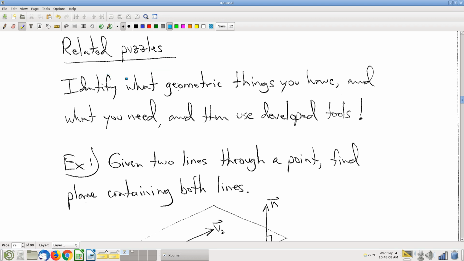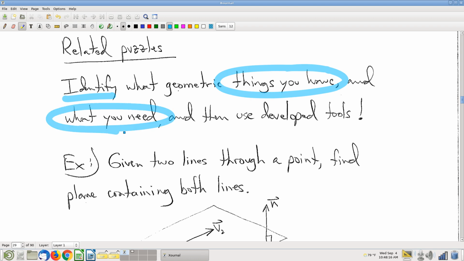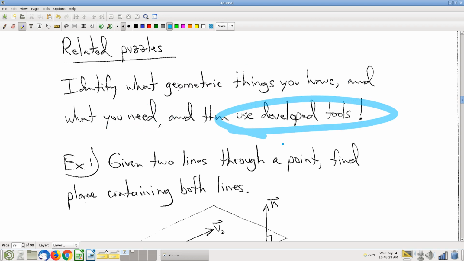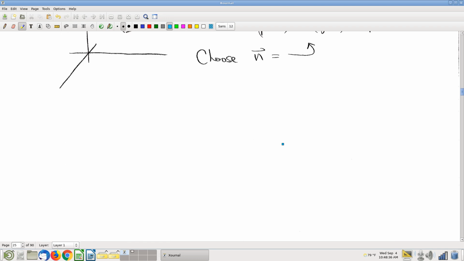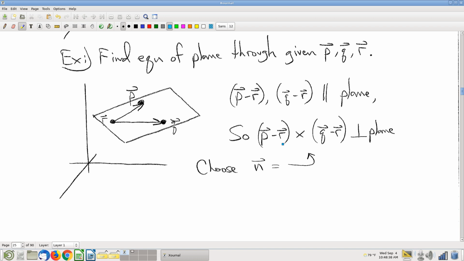You've got to think through two things. First of all, what do you have? What do you need? What do you want? And don't think algebraically. Think geometrically. Identify geometrically. What do you have? What do you want? And then think geometrically about how my tools allow me to get from what I have to what I want. So we already thought that through for this puzzle back here.